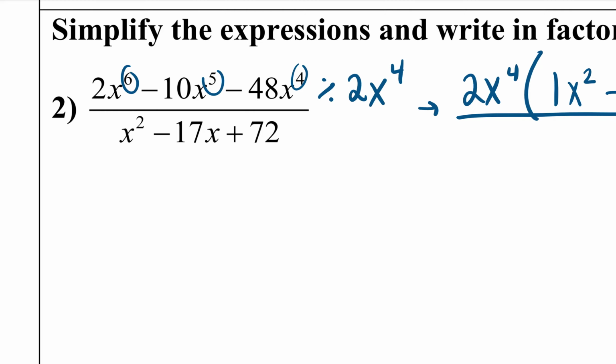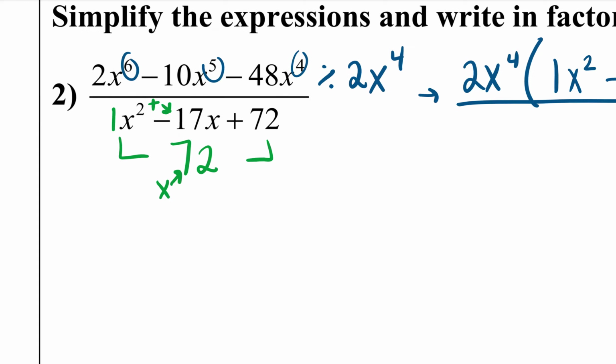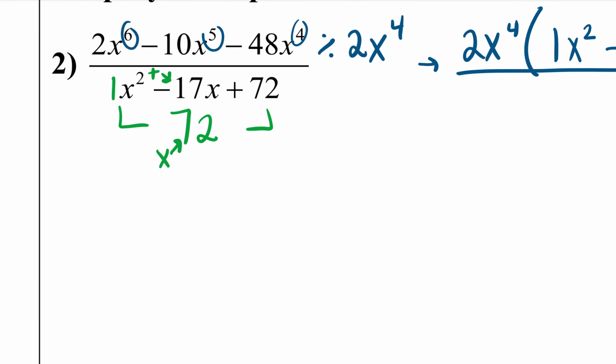So if you remember factoring, I'm going to multiply the first times the last. So 1, because there's a 1 right here, right? 1 times 72 equals 72. I want two numbers that multiply to that number and that add to this number, which is minus, so it is negative 17. So I want to add to negative 17. I want to multiply to 72.